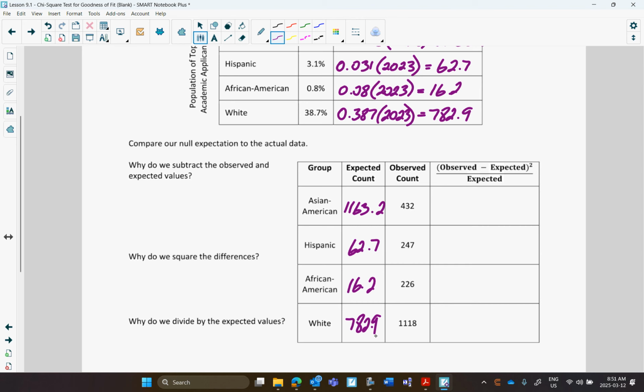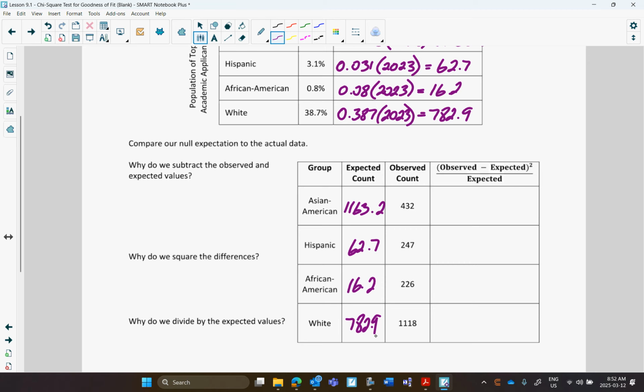To calculate the chi-squared statistic, we are going to do our observed count minus the expected count, because we want to find the difference between the two. We want to square it, because if we're going to add them all together and we don't square it, positives and negatives will cancel each other out, and it'll be a useless result. And then we want to divide it by the expected to scale it.